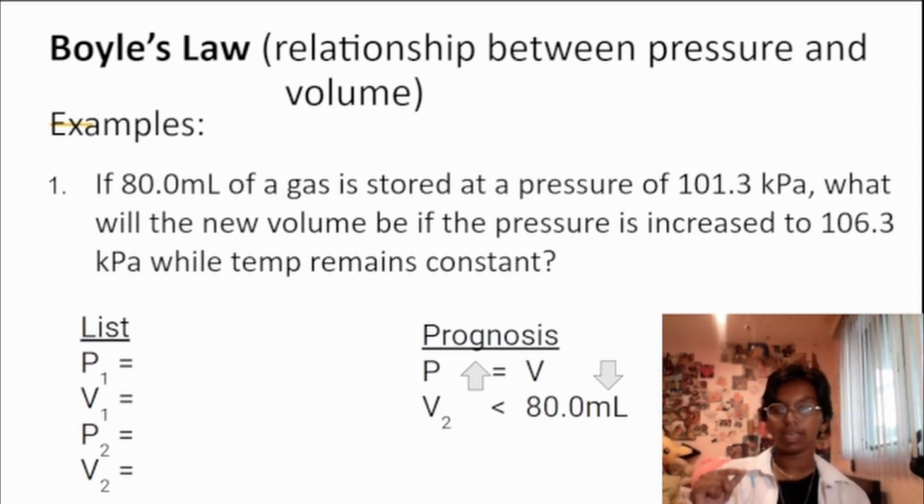So you plug it in: 80 multiplied by 101.3 is equal to 106.3x. If I do the math real quick, it's about 76, round to 76. So that means the new volume would be 76 when rounded to the nearest whole number.